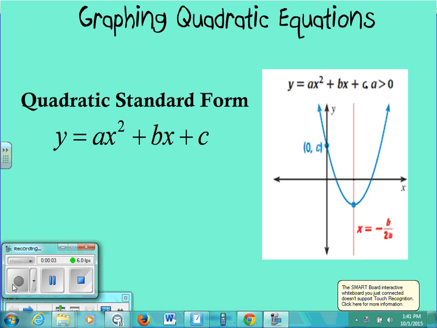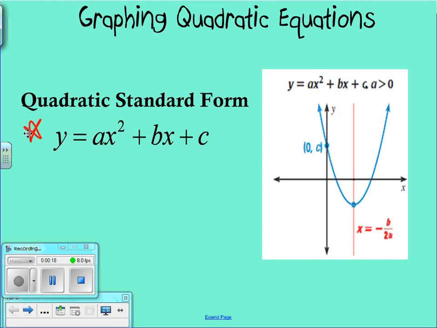This video is going to teach you how to graph quadratic equations that are in standard form. So go ahead and take some time to write down the title and also the quadratic standard form that's listed over here: y equals ax squared plus bx plus c. Anytime you see an equation written like this, it is what we call quadratic standard form.